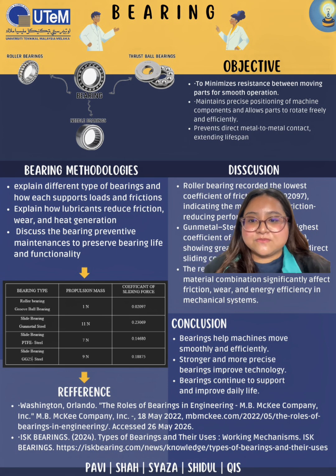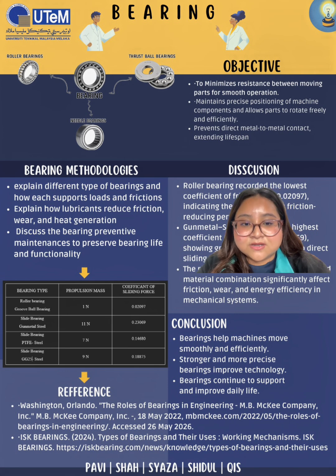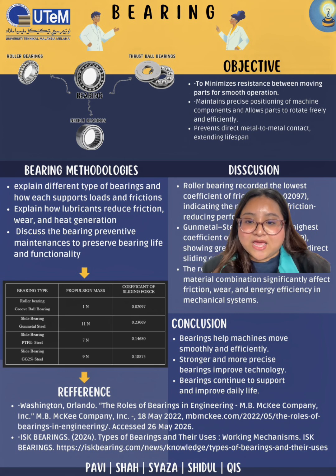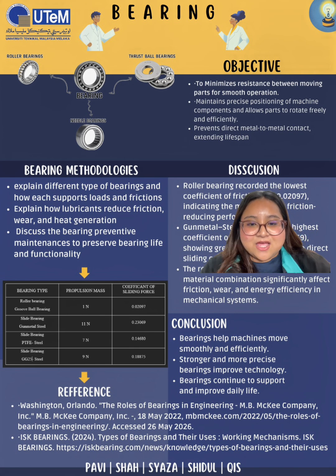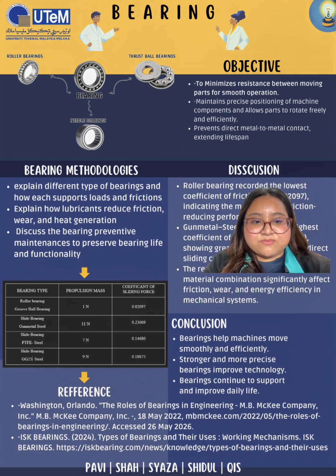The second objective is to maintain the precise position of machine components while allowing parts to rotate freely. Bearings support rotating shafts and other moving components, keeping them properly aligned during operation. This improves stability, reduces vibration, and ensures accurate movement of the machine.